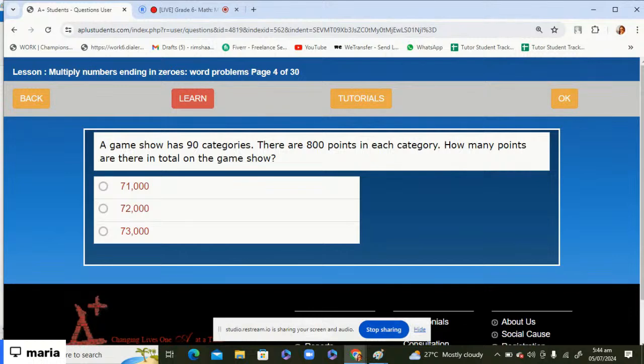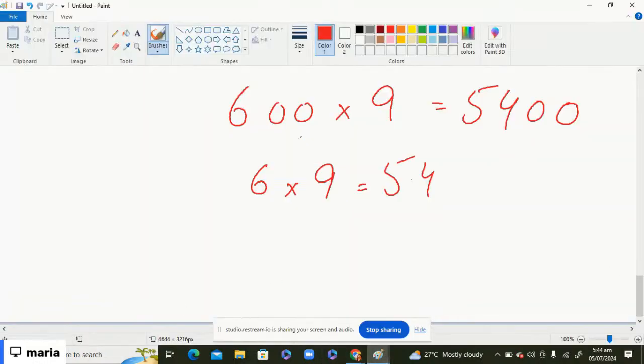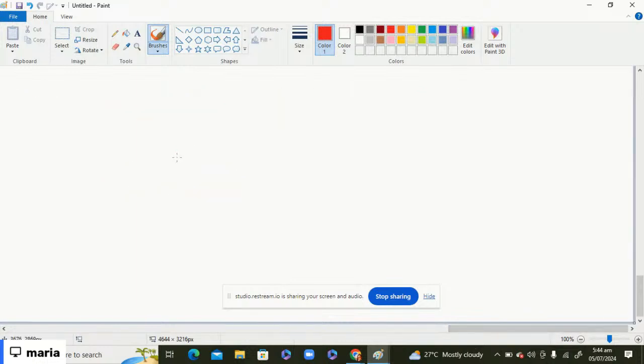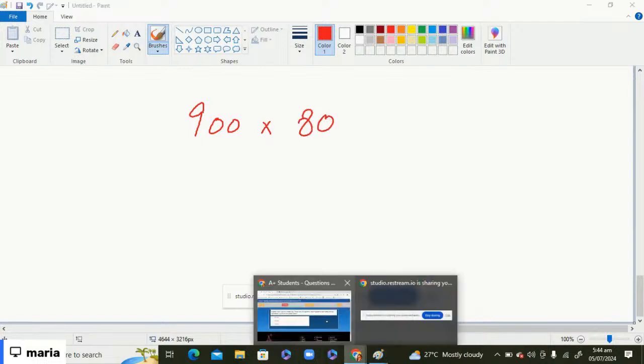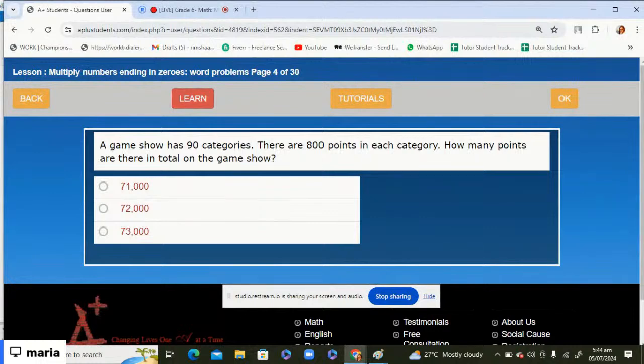So now, look at this question. They are saying that a game show has 90 categories. There are 800 points in each category. 800 points for each category. So how many points are there in total on the game show? So we're going to find out the total points on the game show. Okay. So let's just multiply 90 with 800. Let's check what answer we got. 800 times 90. Yeah.